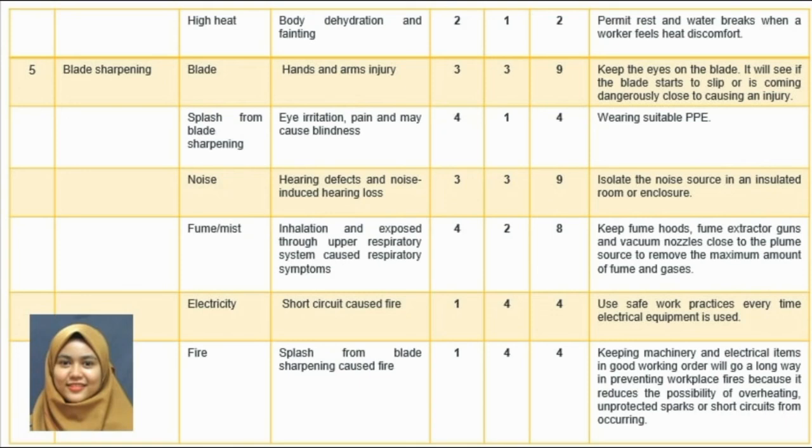And lastly, the type of hazard for blade sharpening is fire. The effect is splash from blade sharpening causes fire. The risk assessment is 144. The action needed is keeping machinery and electrical items in good working order will go a long way in preventing workplace fires, because it reduces the possibility of overheating, unprotected spark or short circuit from occurring.